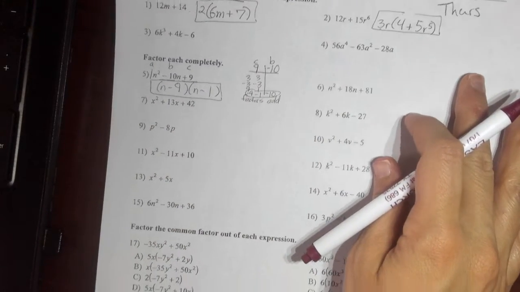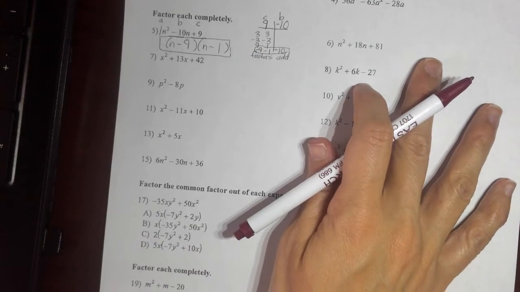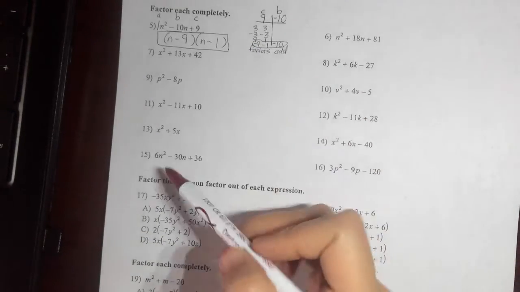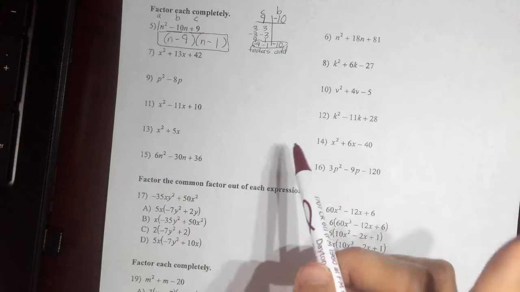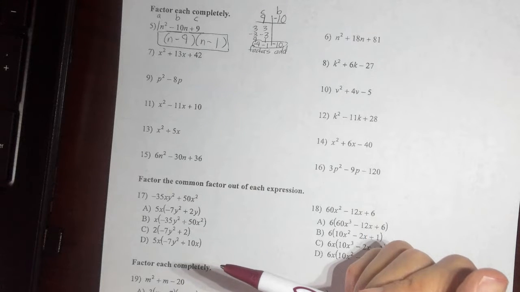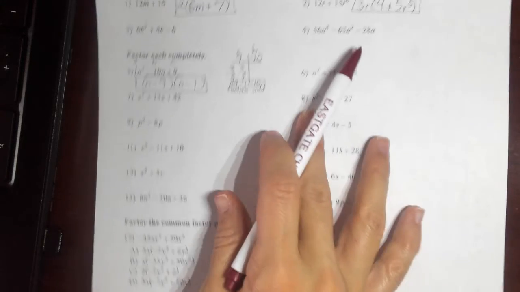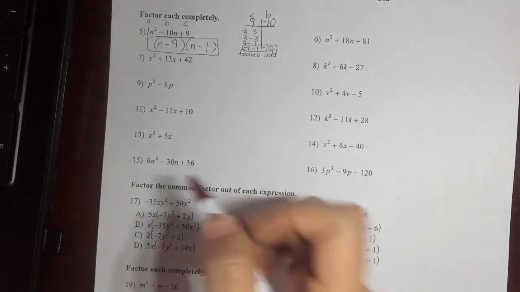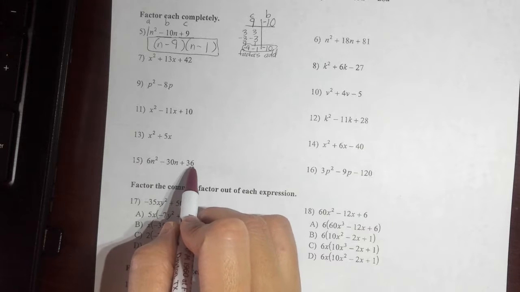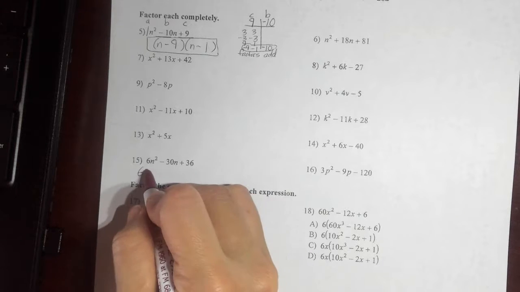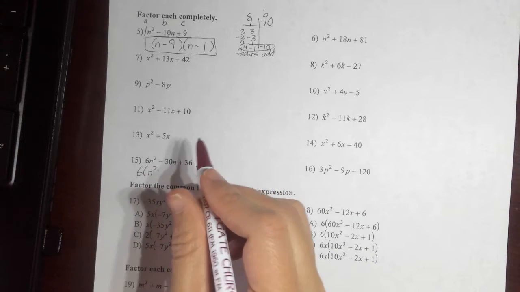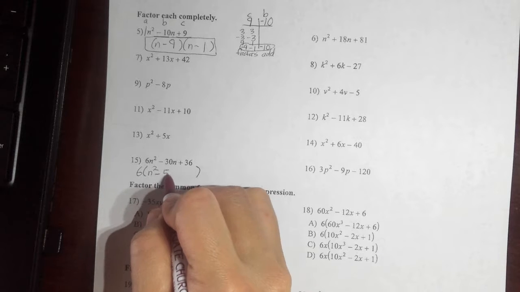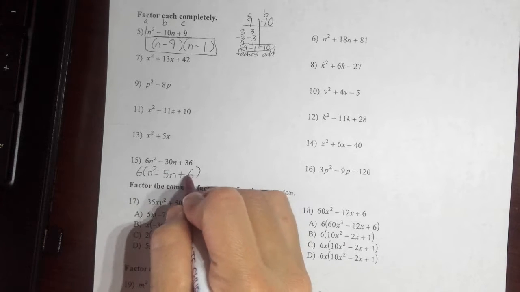Okay, so hopefully that refreshed your memory. We're going to go ahead and go down to 15. So this one doesn't have an A value of 1, so I can't do the t-chart, but maybe I can make it be a value of 1, right? Maybe I can take out a GCF and make it be a value of 1. So let's try to do that. So if I look at this, I can take out a GCF, right? I can take out a 6. So if I take out a 6, that would make this n squared minus 5n plus 6.